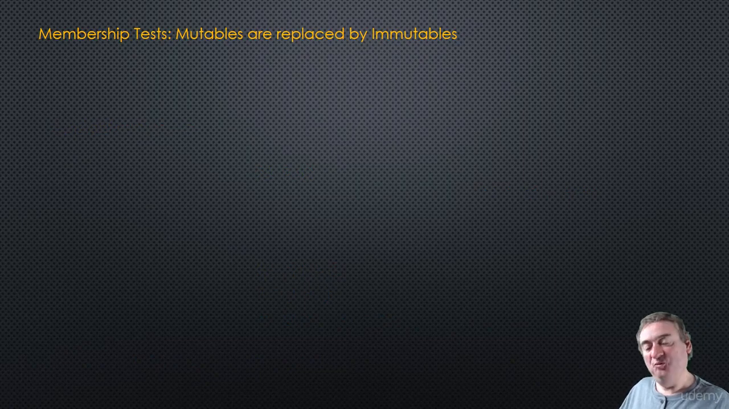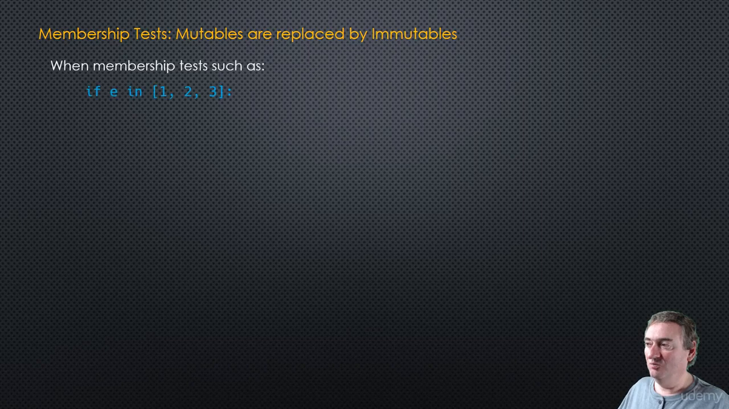Okay, the next type of peephole optimization we'll look at is membership tests. And what I mean by membership test is something like this. If e in this list 1, 2, 3. Now, this list is actually a constant. Yes, lists are mutable, but in this case, this is your code. This is the text in your code. Well, that is not going to change as your program is running. You don't change your actual Python code as the code is running. So this is actually a constant expression.